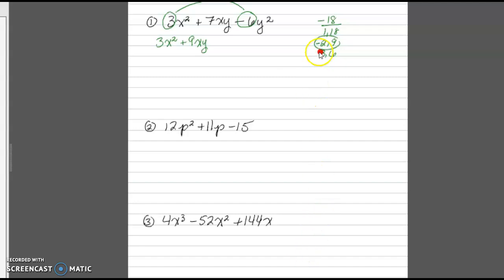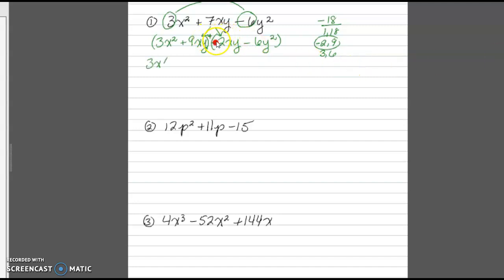I'm going to use that to change my trinomial into a polynomial with 4 terms. The coefficients of the 2 middle terms will be the negative 2 and the positive 9. I'm just splitting it up so that the first 2 terms have something in common and the second 2 terms have something in common. And then once I go ahead and do that, I'm going to use the method for grouping.